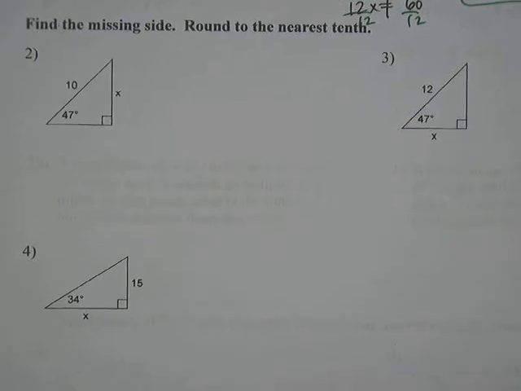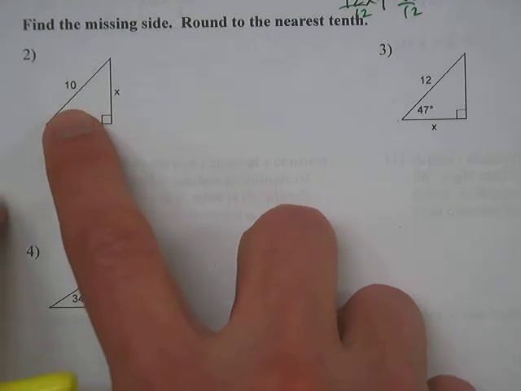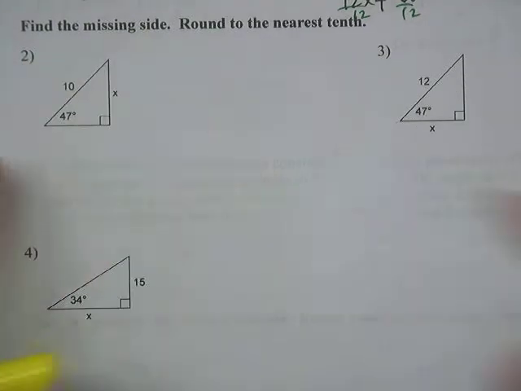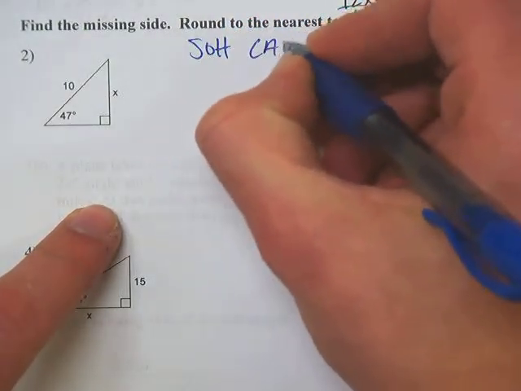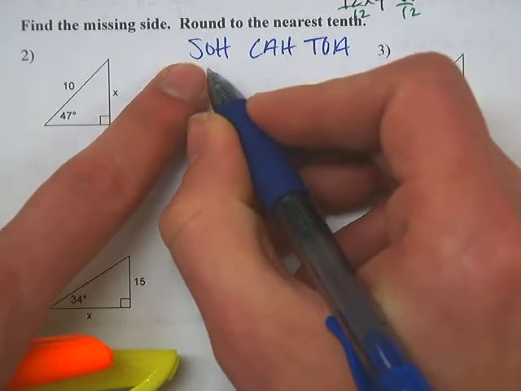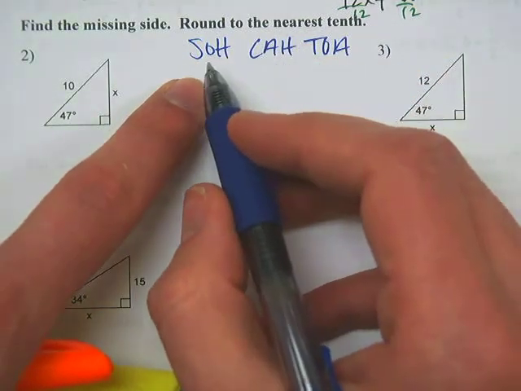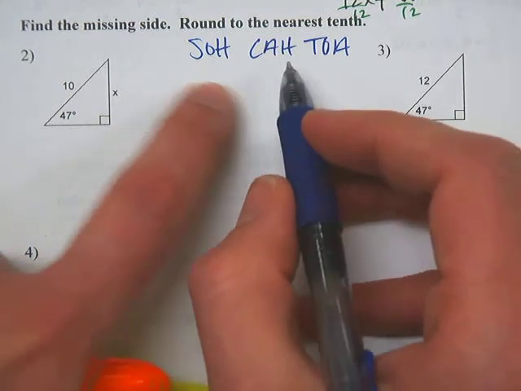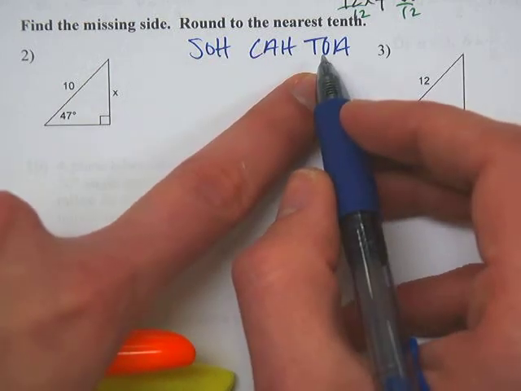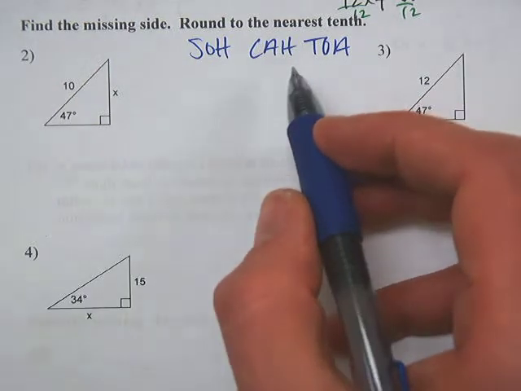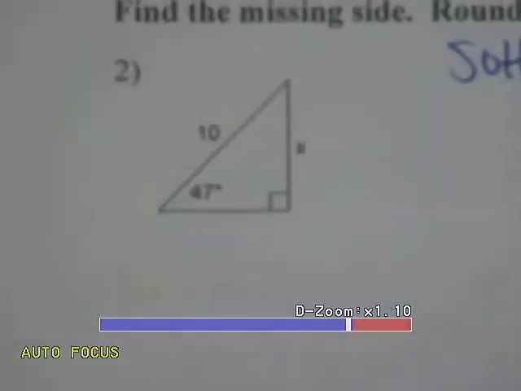Okay, next one. So this is 2, 3, and 4. Now, we want to find the missing sides. So notice we're given an angle and we're given a side. Well, this is where we're going to use trig. Remember, this little phrase helps me know when I'm going to use sine, cosine, and tangent. If I'm given the opposite and the hypotenuse, I'm going to use sine. If I'm given the adjacent side and the hypotenuse, I'm going to use cosine. And if I'm given the opposite side and the adjacent side, I'm using tangent.